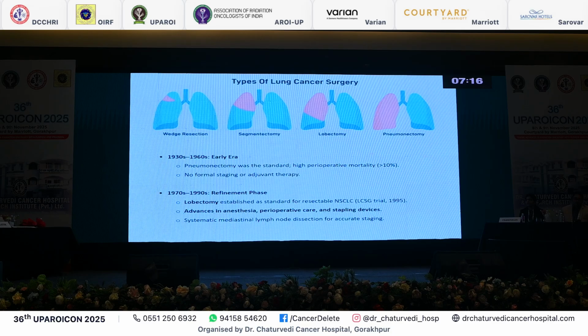So how did we do? We thought that we don't require removing the whole lung; maybe remove a lobe of the lung, that will take care of the disease. Gradually that evolution happened, and we were doing that. That became a standard with the Lung Cancer Study Group trial. We came to know that lobectomy can be the treatment of choice.